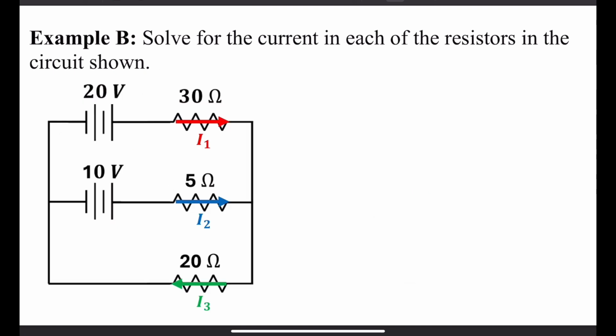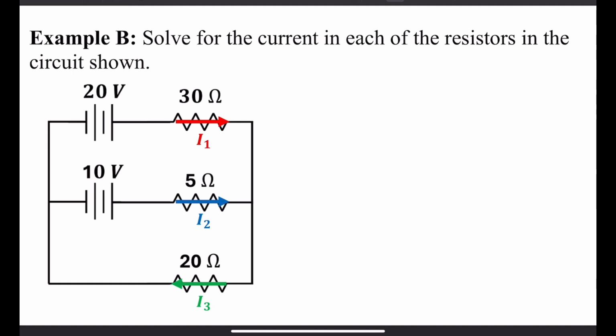This next example has 2 batteries, so it's a little bit more complicated. I'm going to solve it the same way, which is I want 3 equations to solve for 3 unknown currents. And again, I'm going to use one node, and then I'm going to use 2 loops in the circuit. This circuit has 3 possible loops. I'm going to choose the 2 loops that only have 1 battery through the loop.